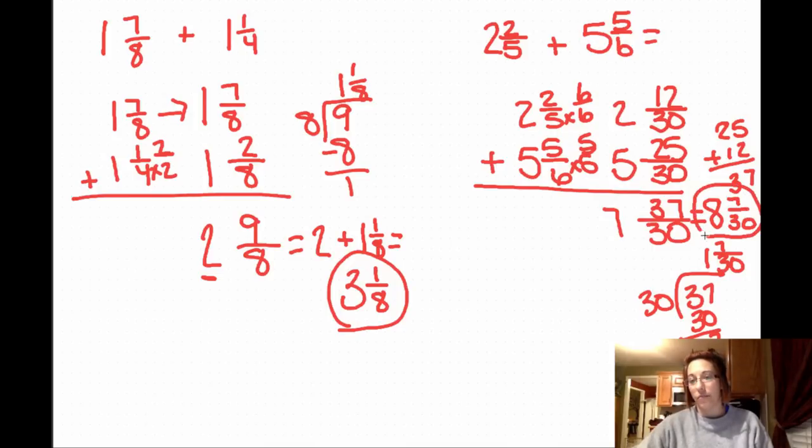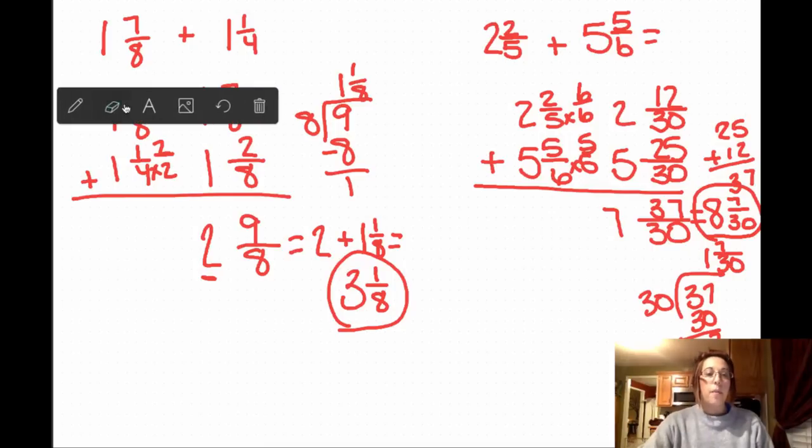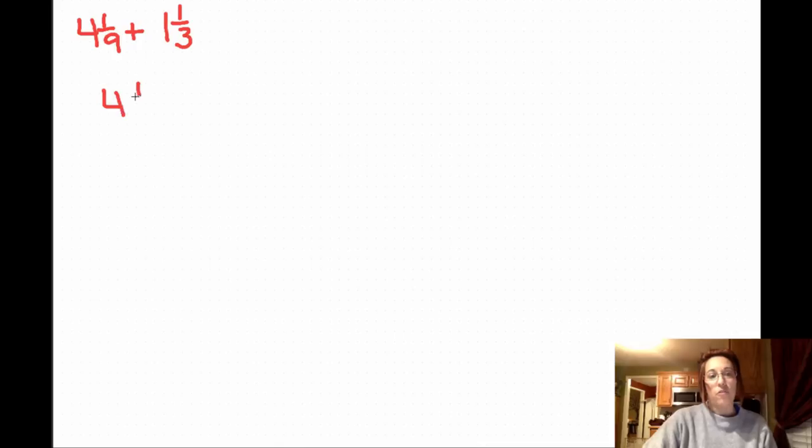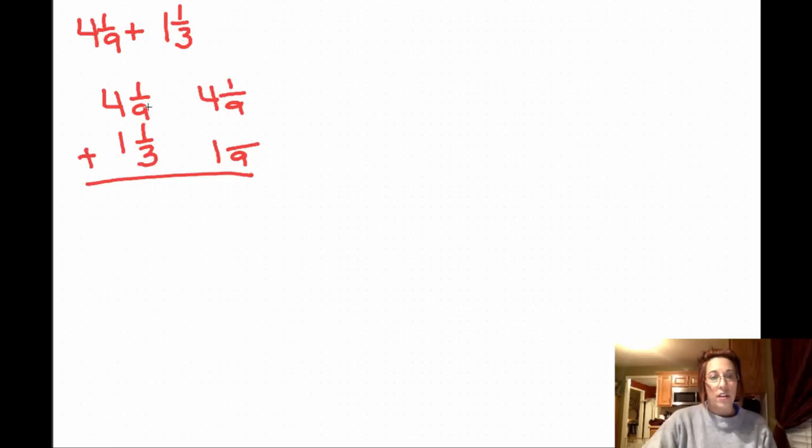Let's go ahead and look at another couple of practice problems before I have you do some on your own. 4 1/9 plus 1 1/3. We write them vertically. Three will go into ninth, so we're going to use ninths as our fraction. That means this one just moves straight over.